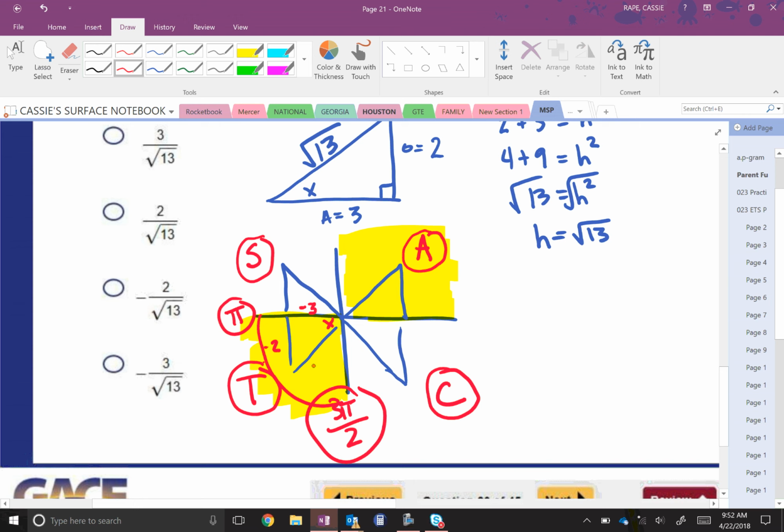So now it wants to know the cosine. So right here, cosine is adjacent over hypotenuse. So the cosine of x is going to be negative 3 over the square root of 13. And then I look, and that is answer D.